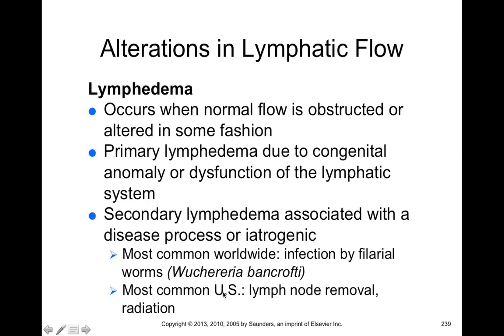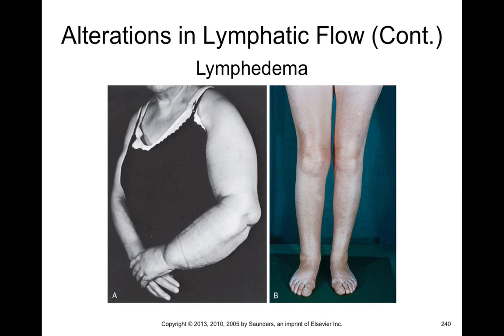But the most common cause in the U.S. is lymph node removal. And if you remove too many lymph nodes, that can actually impair proper lymph flow, which leads to the accumulation of lymph in a particular body part. So this is showing an example of lymphedema. You can see in this individual's arm, her arm is really swollen. We wouldn't call this inflammation. This is lymphedema. This is not due to inflammation, but rather an accumulation of water in the tissues of her arm here due to an impairment of lymph flow.